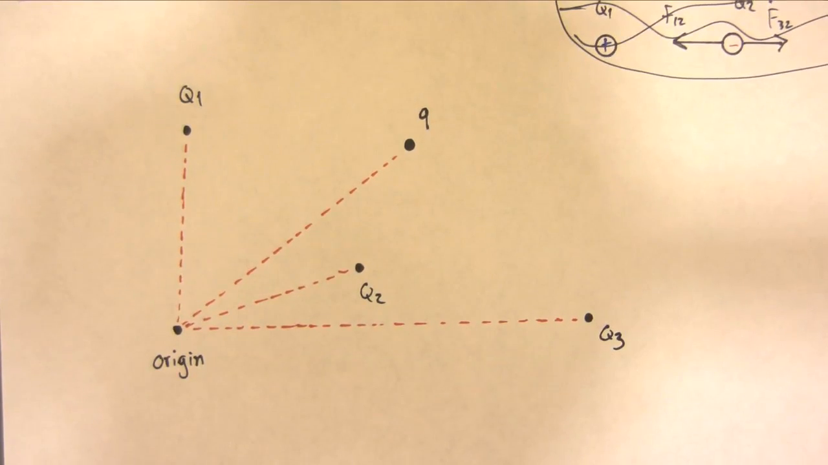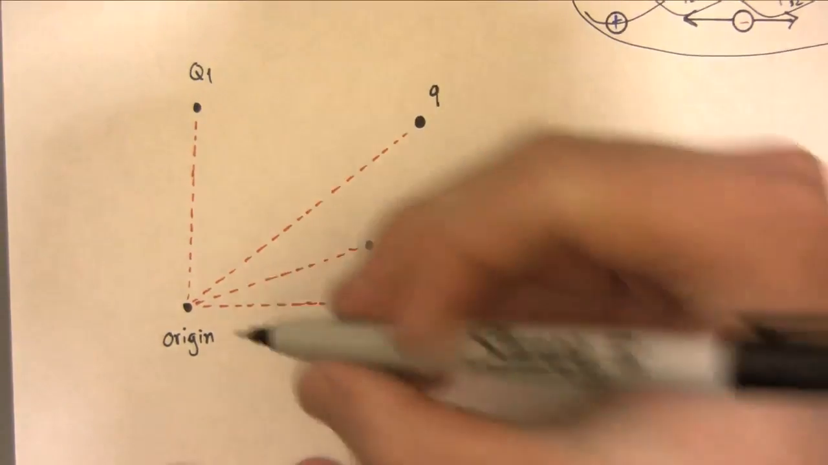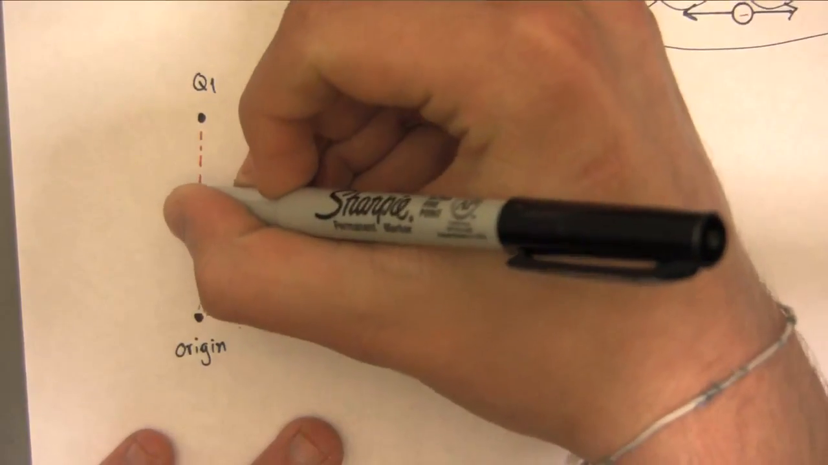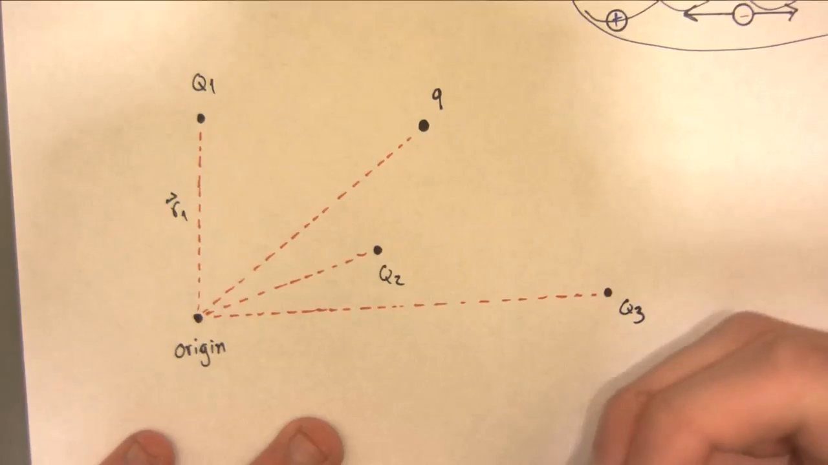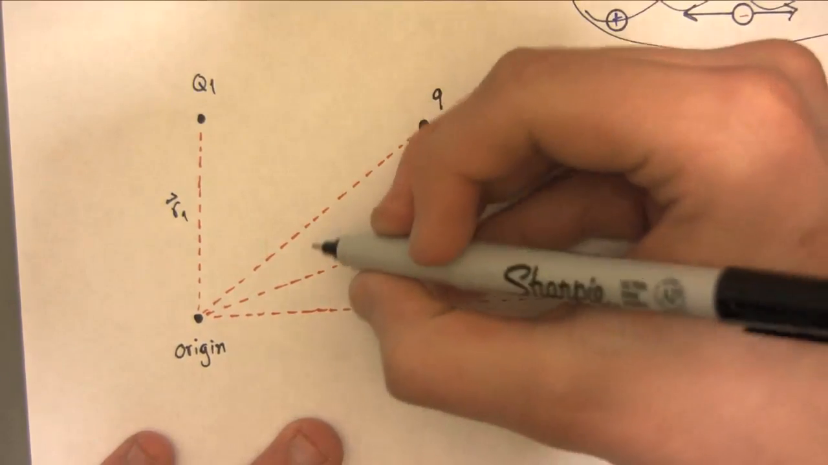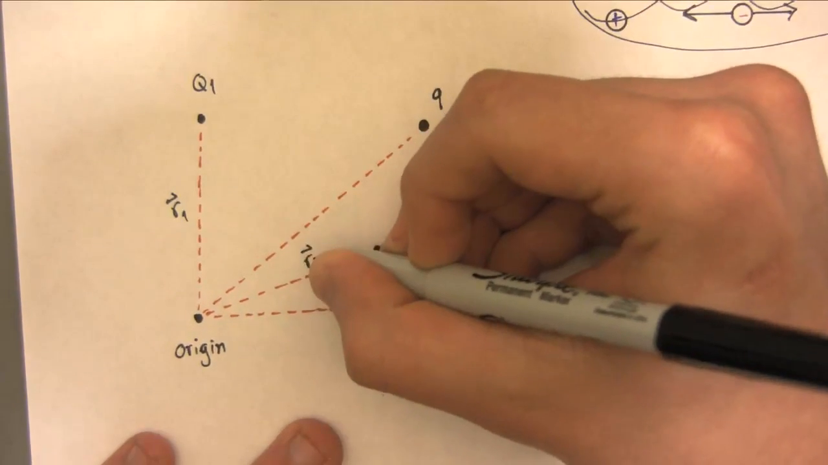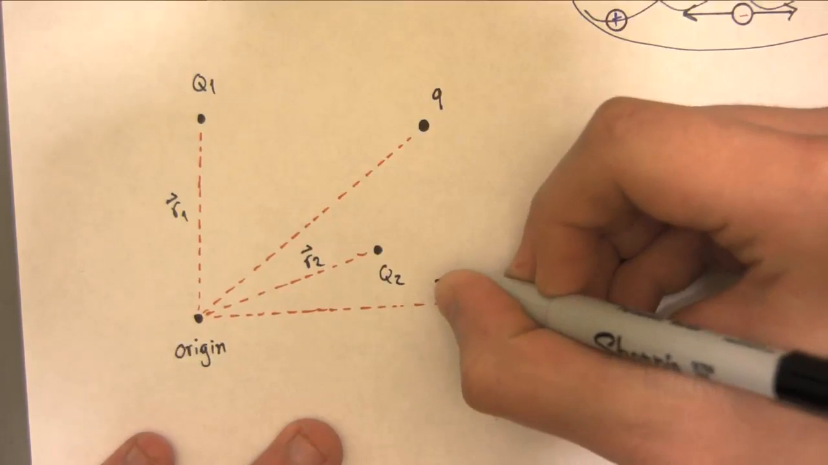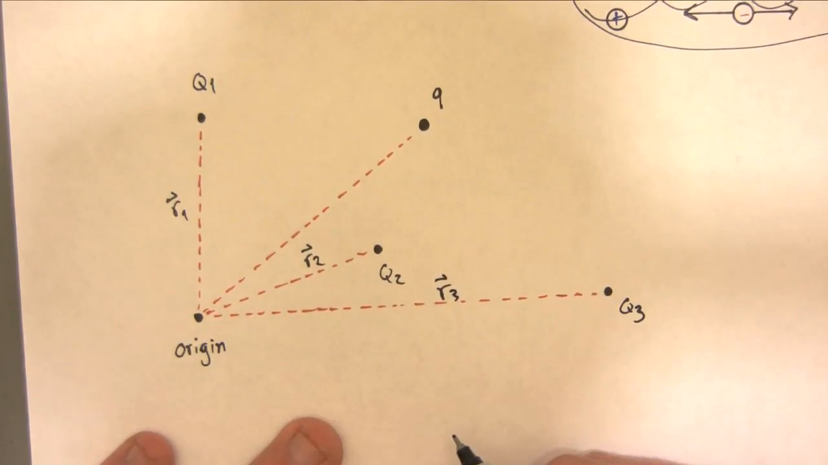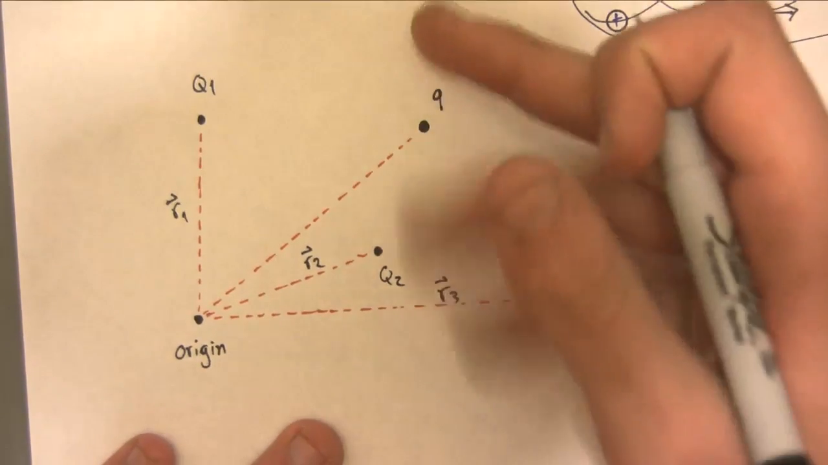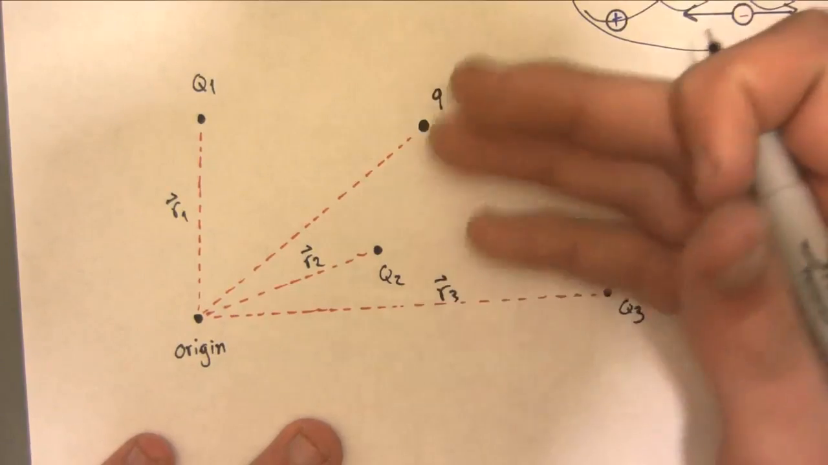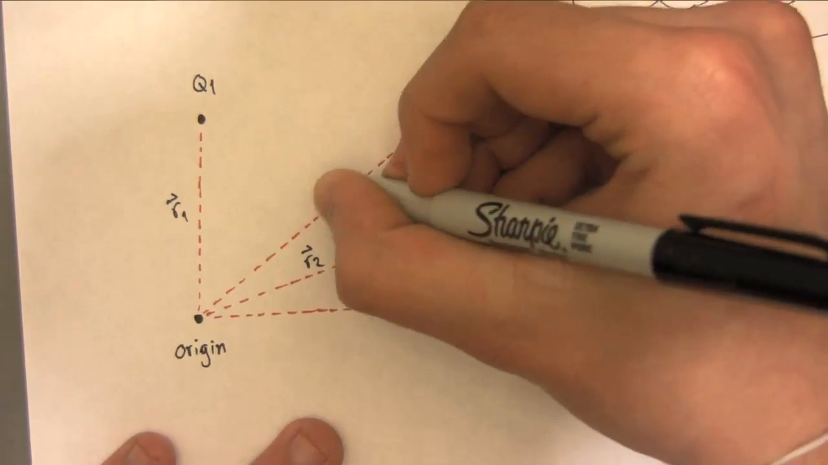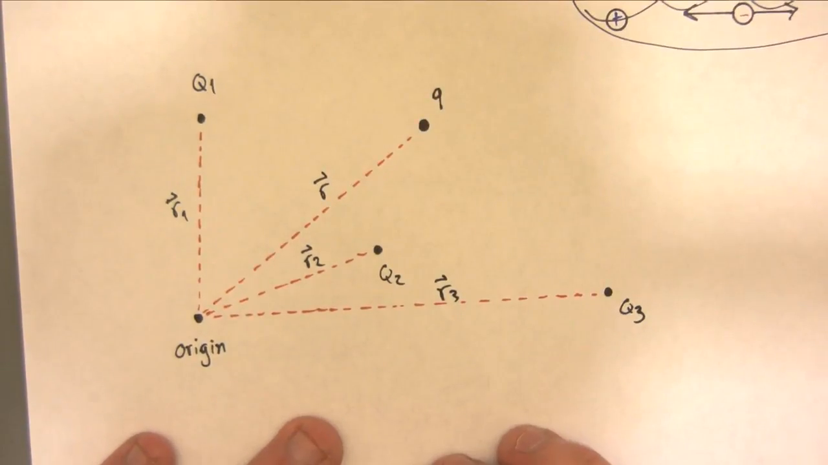Now, same way as in the last example, or last derivation, let this guy be our little r1, this guy to be our little r2, little r3. From the origin to the charge we're concerned with, q, we're not necessarily going to put a subscript onto it, we're just going to say r. Okay. Now consider this guy again.